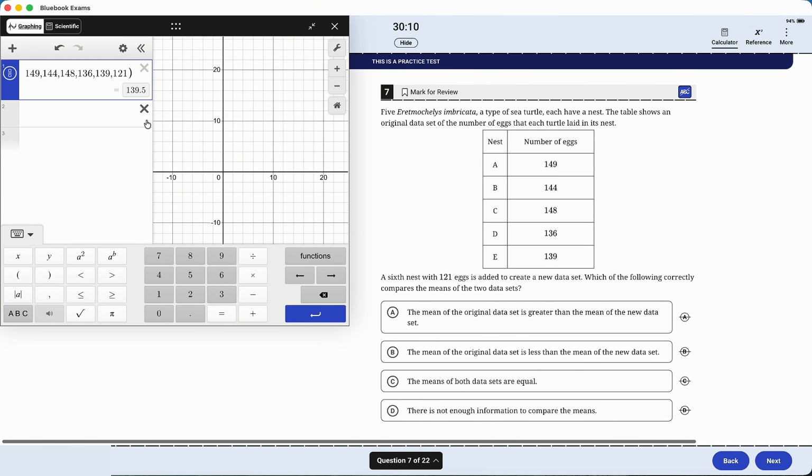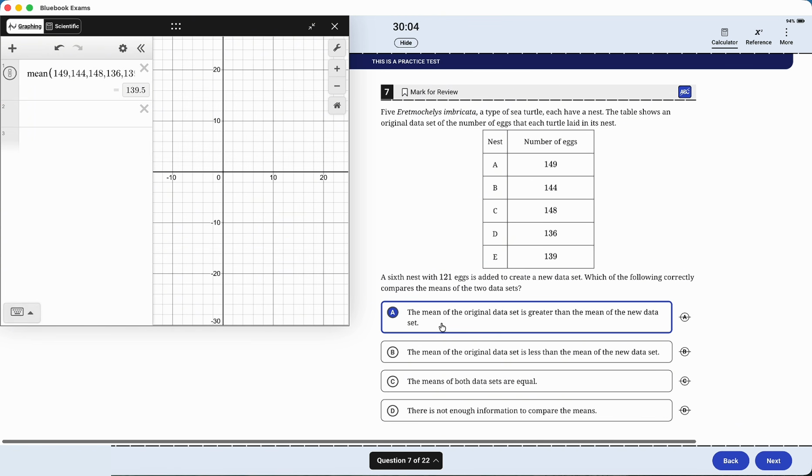So now I know that the original is larger or the newer one is smaller, right? Just make sure you get the order correct. So here it says original data set is greater. So that's the one we want. But you don't really need Desmos for this, right? If you know about mean, if you add a number that's a lot smaller than all the other numbers, the mean's going to go down, and vice versa. If you added a number that's much larger than your current set of numbers, the mean will go up, right? So you can answer it that way as well.